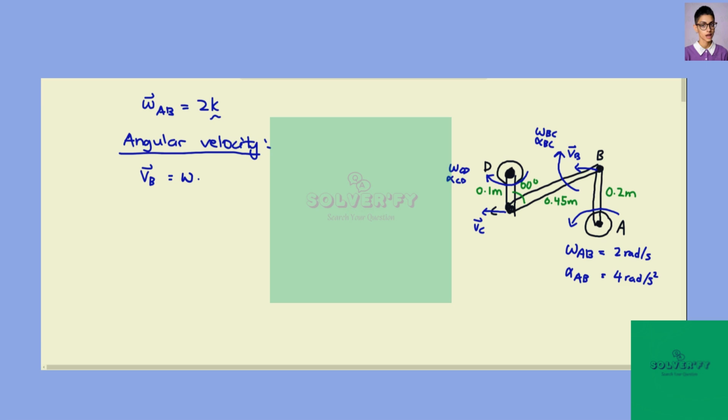VB is omega AB cross RAB. We know that it's moving to the left, and the magnitude is just R omega. So R is 0.2, omega is 2, multiply, get 0.4. VC similarly is omega CD cross RCD. This is equal to minus 0.1 omega CD i. Then we can find VC from VB using the relative velocity equation.